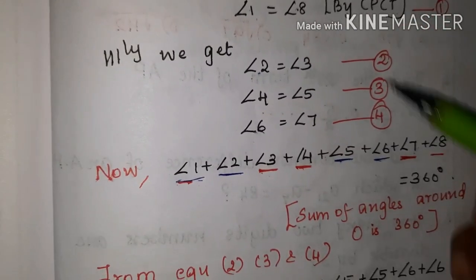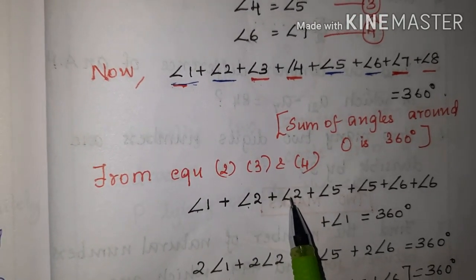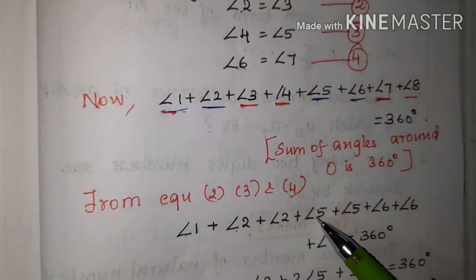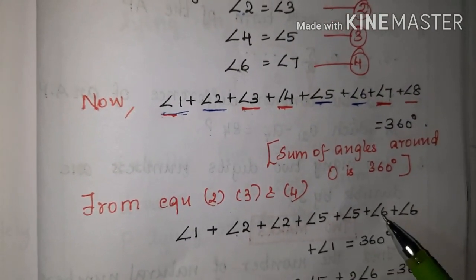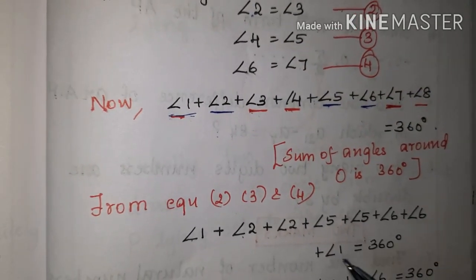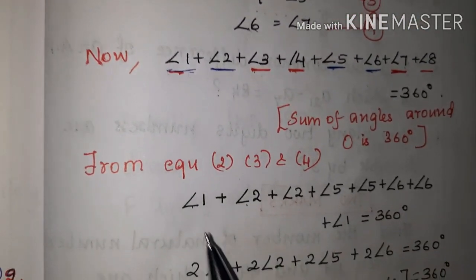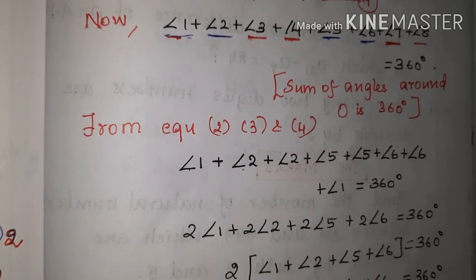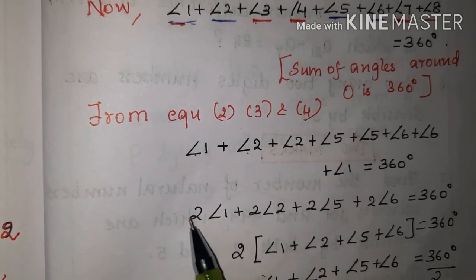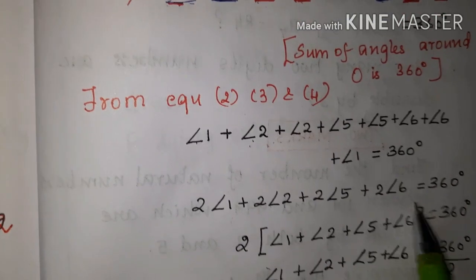Now using these equations, angle 1 and 2 will be as they are, 3 is replaced by angle 2, and angle 4 is equal to angle 5, which you substitute here. Angle 5 will be as it is and angle 6 also will be as it is. Now angle 7 is equal to angle 6 and 8 is equal to angle 1. So the angles you need, you keep as they are, and the remaining ones alone you change. So you get all the angles 2 times. You see angle 1 2 times, so 2 times angle 1 and 2 times angle 2, 2 times angle 5 and 2 times angle 6.